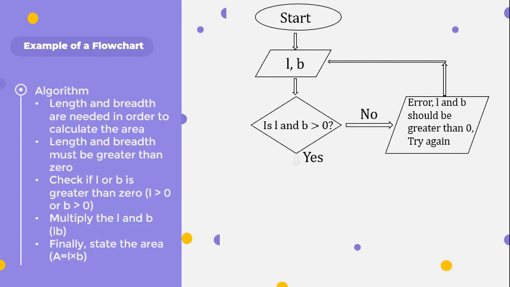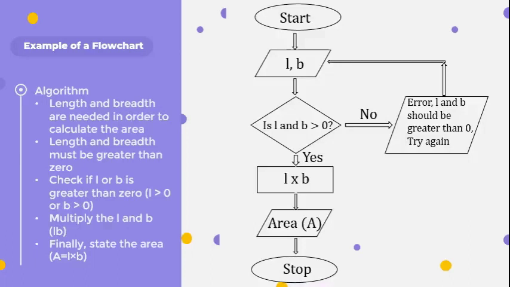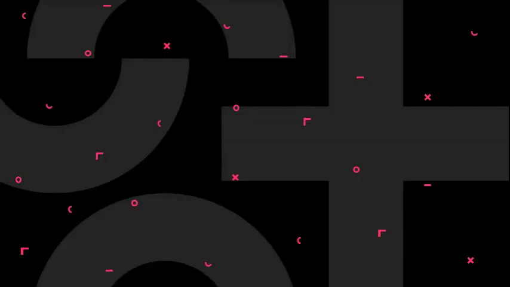What if we found out that L and B are both greater than 0? Then we are saying yes to that question in the decision box. What follows? We go direct to process. What are we processing? We are multiplying L and B for us to find the area. After multiplying, we want to see the end result. What is the end result? We display it. We output the area of a rectangle. As simple as that. Once we find the desired results, what do we do? We stop. The process has ended. In the next lesson, we are going to solve an exam question on a flowchart.